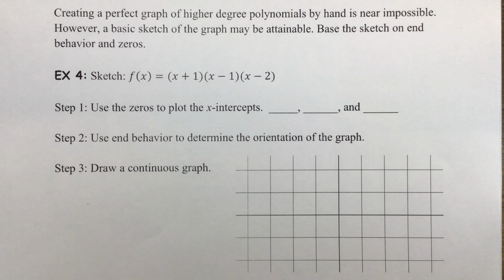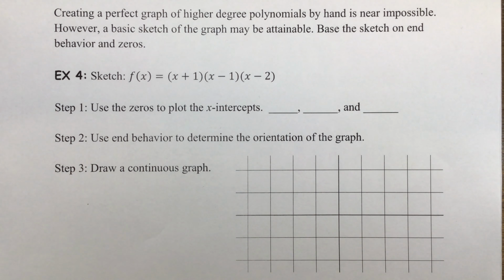Creating a perfect graph of a higher degree polynomial by hand is near impossible. However, a basic sketch of the graph is possible. The thing that we're not really going to be able to figure out are going to be the maximums and the minimums, like how far the graph actually stretches in those directions. Okay, what we're going to base our information on is going to be the end behavior and zeros.